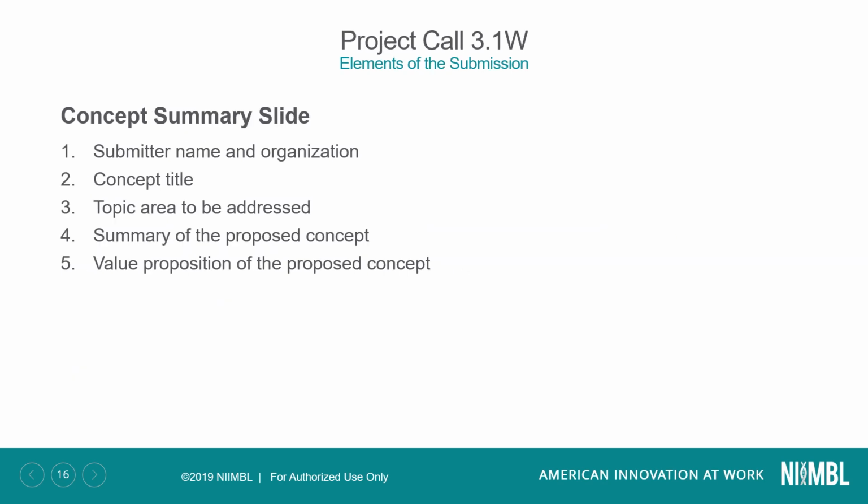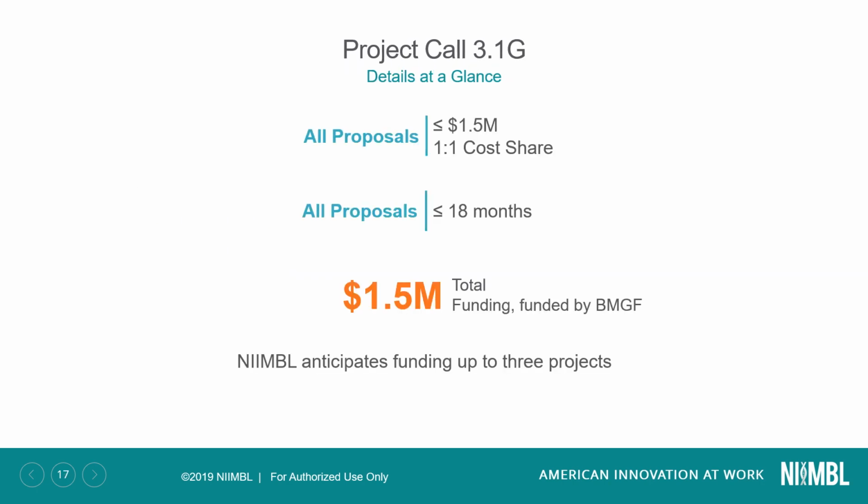In terms of the summary slide, it's analogous to what we covered for PC 3.1G. Project Call 3.1G refers to the Global Health Fund component of PC 3.1 for the project call that's just been released. In this case, there's only one type of proposal. There isn't a short and long term. So all proposals fall in one category where the total ask from NIMBL has to be less than or equal to $1.5 million. The cost share ratio is 1:1, and the proposal duration needs to fit within 18 months. The total funding allocated for PC 3.1G is $1.5 million.